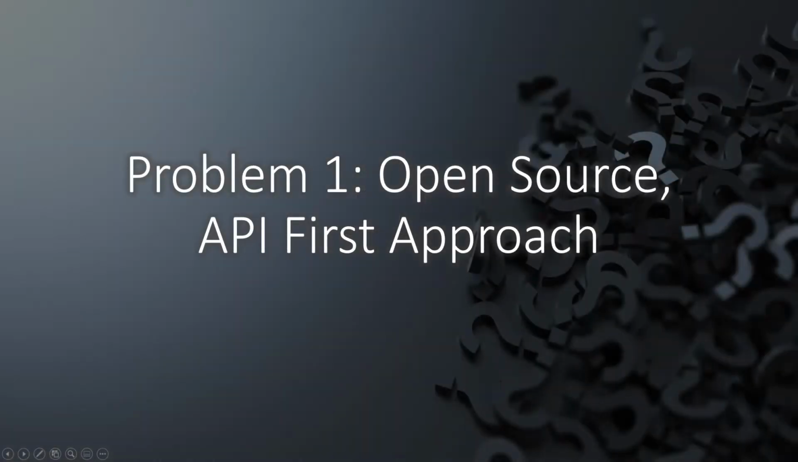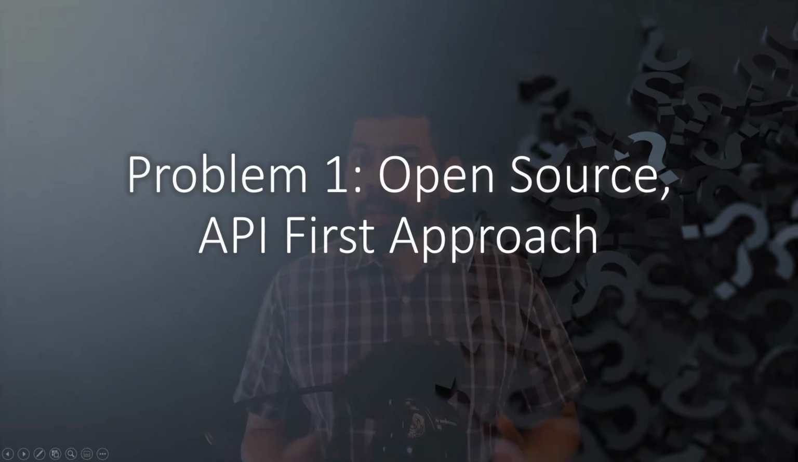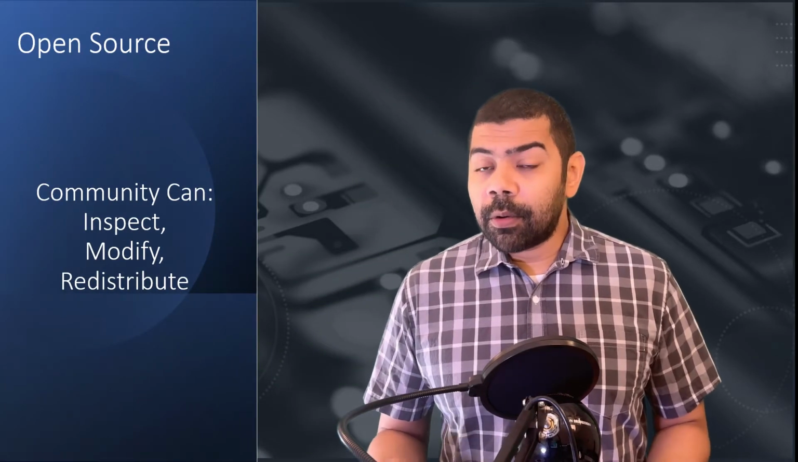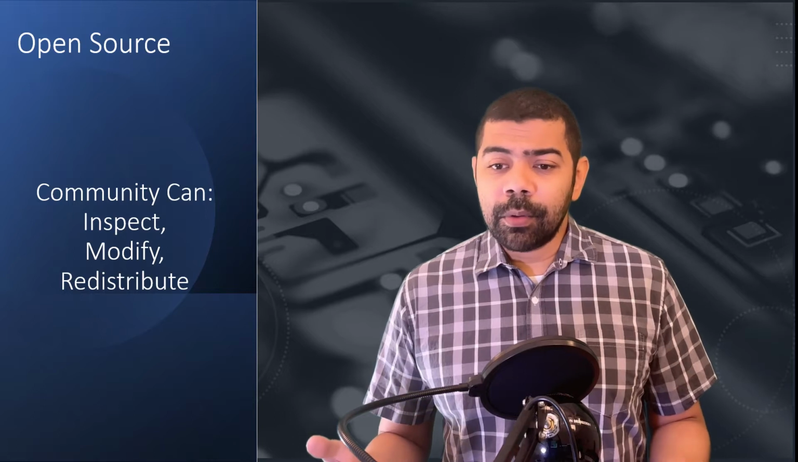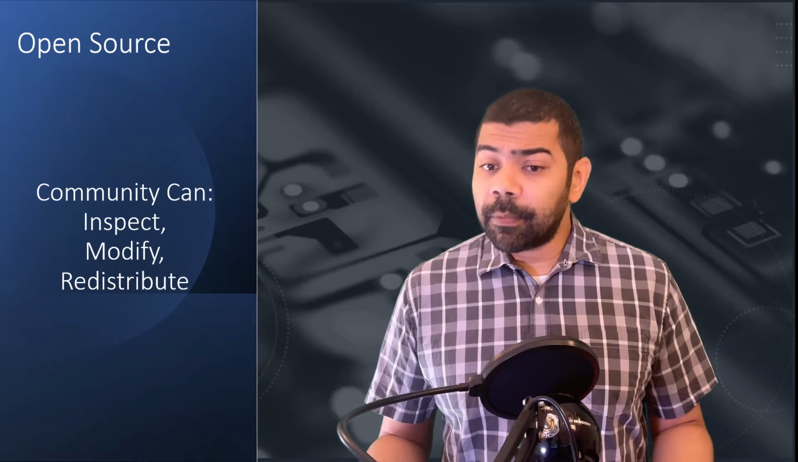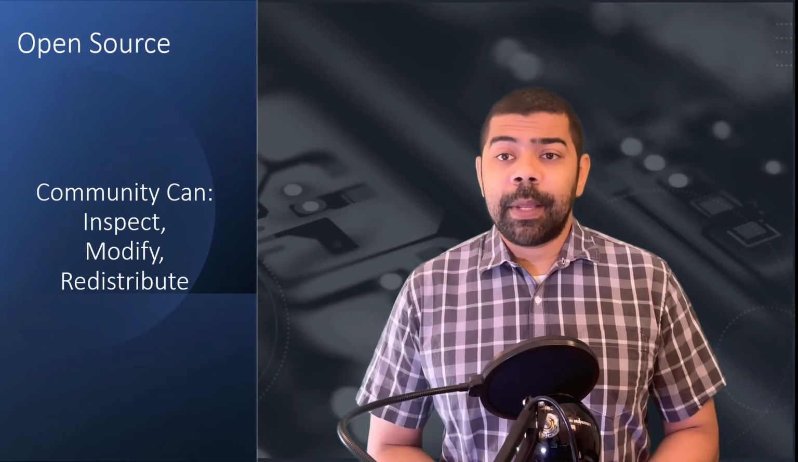Problem 1, an open source API first approach. Now, the problem here is more accurately described as the lack of an open source API first approach. Today, software is largely either open source or proprietary. Open source generally means the author of a work grants the public the right to inspect, modify, and redistribute their work free of charge without having to pay a license fee.